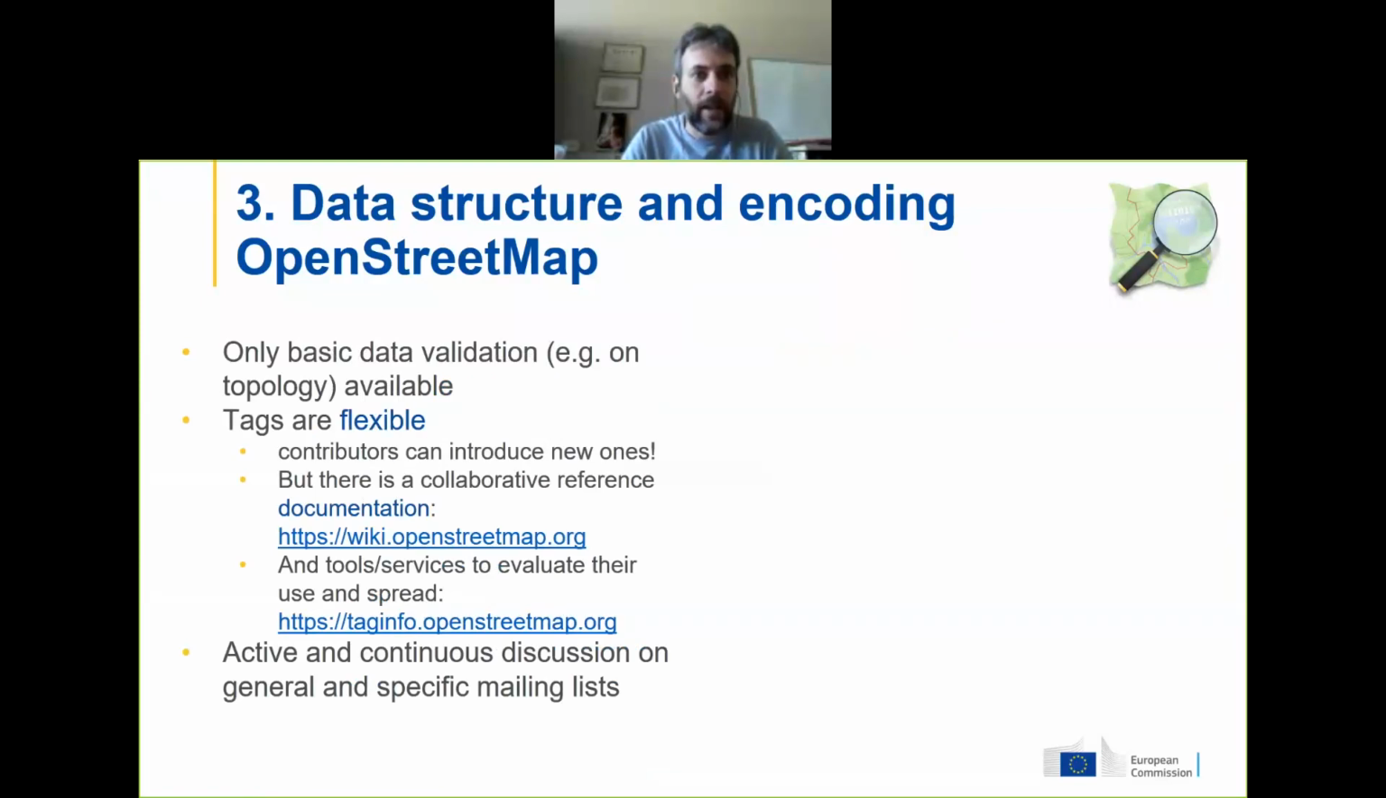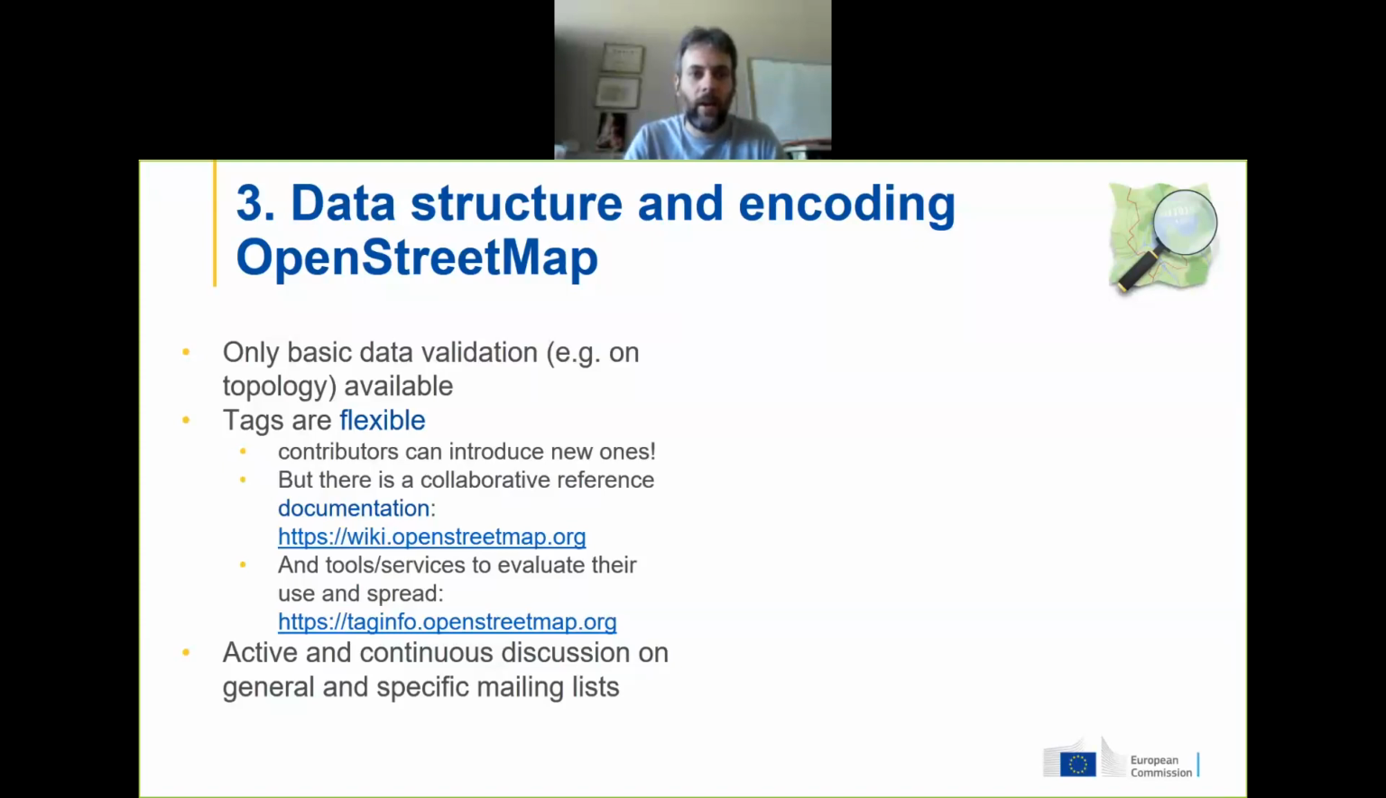And yes, what about data validation? It's related to the quality of data and who can do what on Inspire, on OpenStreetMap. There's only basic data validation in the database, for example, about topology, and the tags are really flexible. So each one can introduce new ones. There's no block to do that. Of course, there's a collaborative reference documentation on the wiki, and only the tags that are shared and agreed in the community can really spread around in the map.